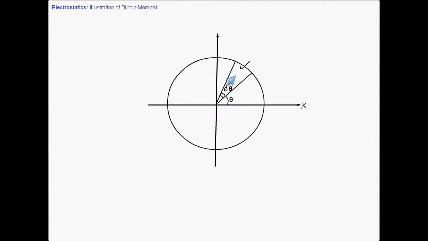Now what is the length of this element? The length of this element will be r d theta. Agree? R is the radius. What is the linear charge density here? Lambda naught sine theta.